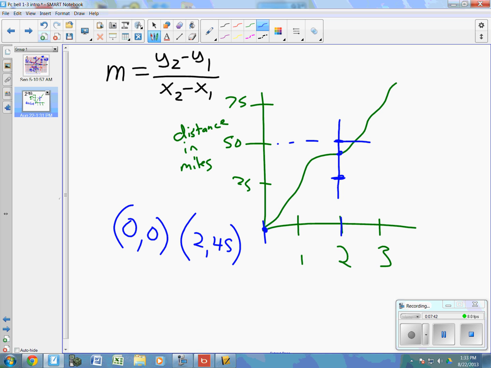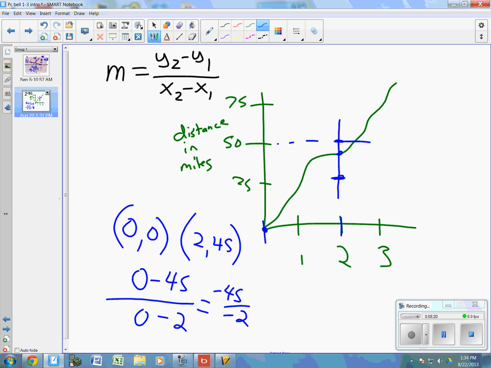Okay, Saren, using that formula right here, y2 minus y1. What's y2 and what's y1? Okay, so we can do it that way. We can go 0 minus 45, or we could do 45 minus 0, either way. But since I went 0 minus 45, what do I have to put on the bottom, Saren? What's x2 and x1? Okay, so 0 minus 2, and I get negative 45 over negative 2.